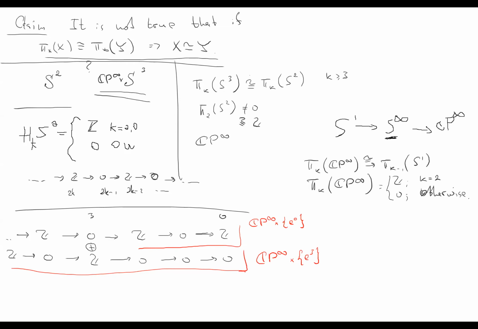So my cellular complex looks like just a direct sum, and from this I can easily compute the homology. Namely, H star of CP infinity cross S3 is Z. It is 0 in dimension 1 and Z otherwise.